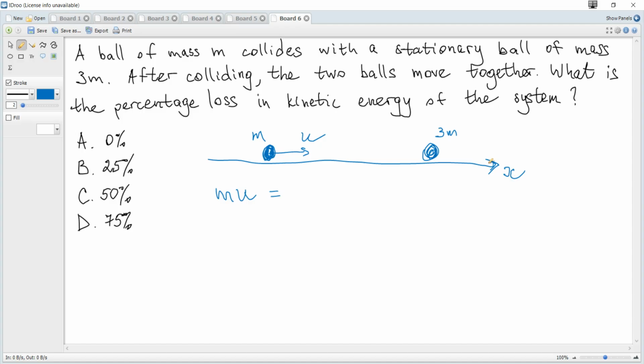I choose the x-axis to be positive to the right. And after, we can consider them as a single object with mass 4m and unknown velocity v. And we can see that v is u over 4. Since it's positive, v is positive. It implies that they will continue to move to the right.